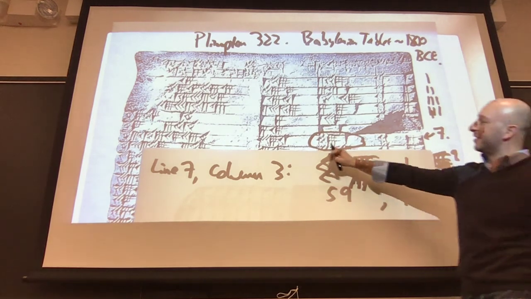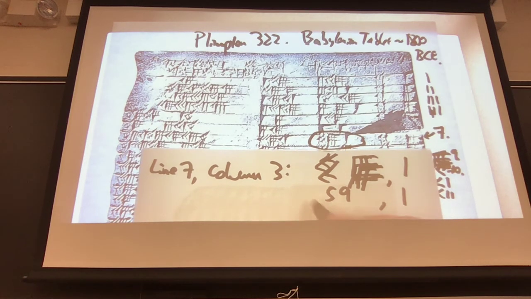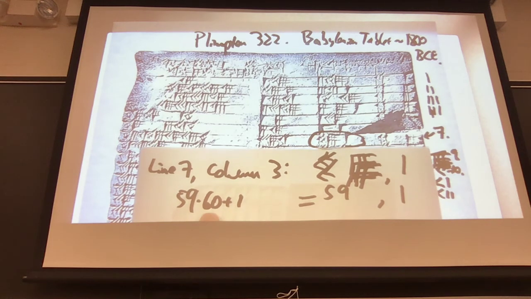But let's take this as our assumption. What does 59, 1 mean? If we're in sexagesimal, it means 59 times 60 plus 1 times 60 to the 0. Just like what does 59 mean? It means 5 tens and a 9. So this means 59 60s and a 1. So what is that?